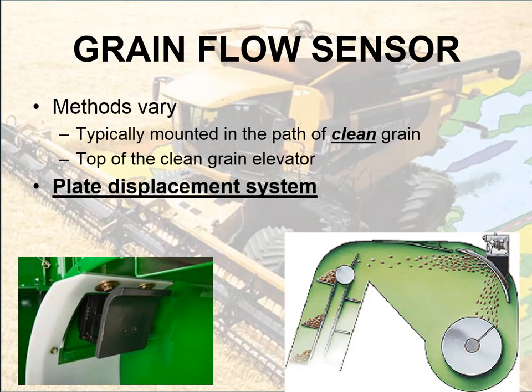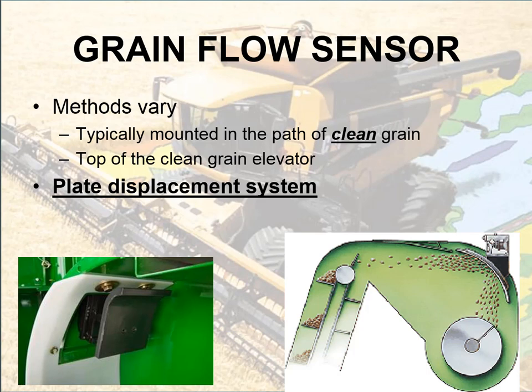Depending on the method, most of the systems are still mounted in the path of clean grain, which for us in a typical John Deere or a Case or a Lexion combine harvester, typically that's going to be in the clean grain elevator system. Somewhere along where the grain is coming through, is getting thrashed, drops to the bottom of the combine, and moves its way up towards the top through that clean grain elevator, is where we're going to see that grain flow sensor. Typically, they're mostly at the top of the clean grain elevator system.